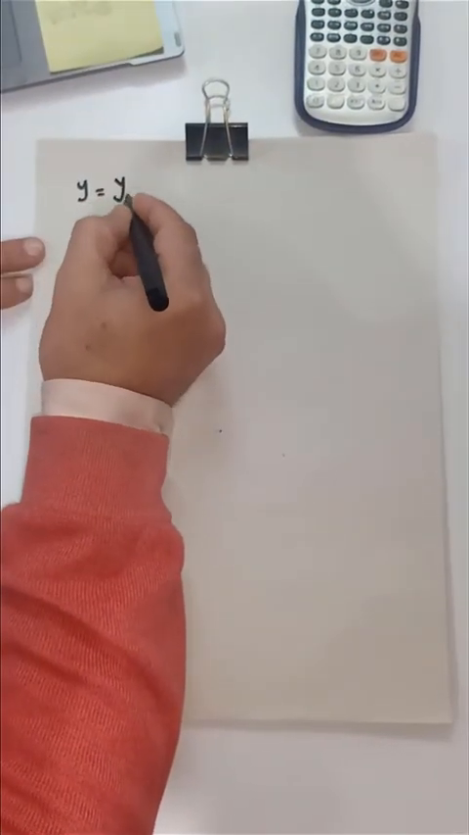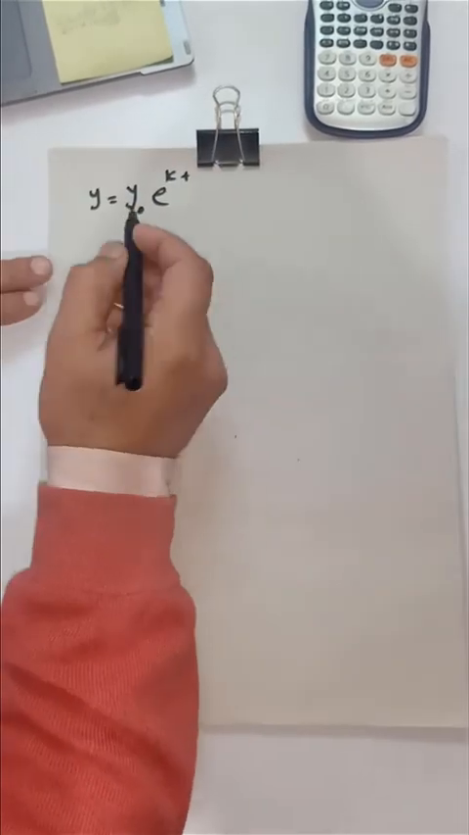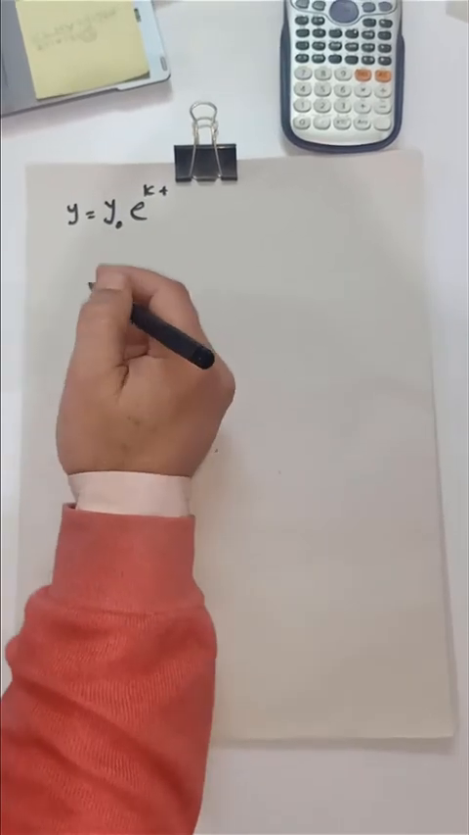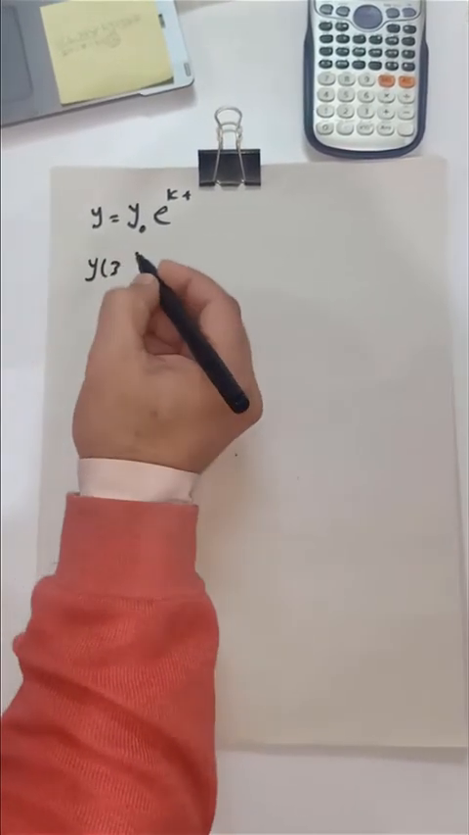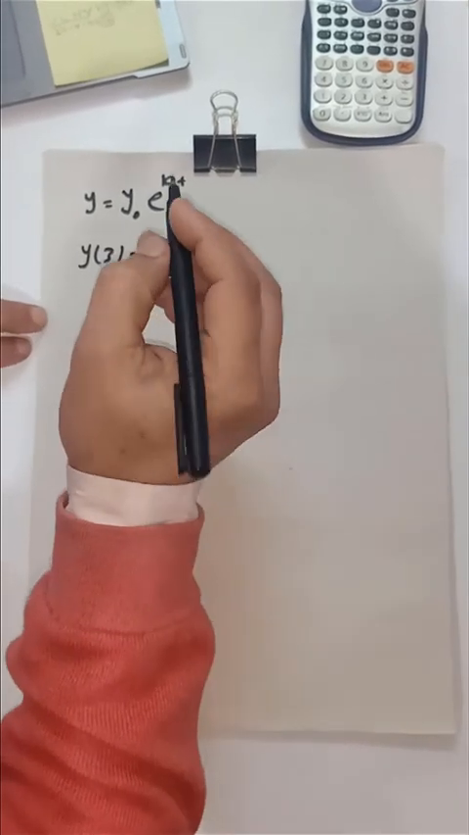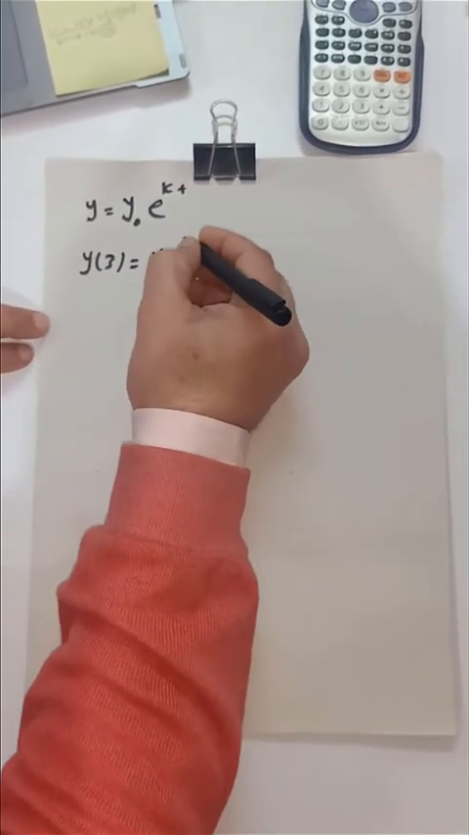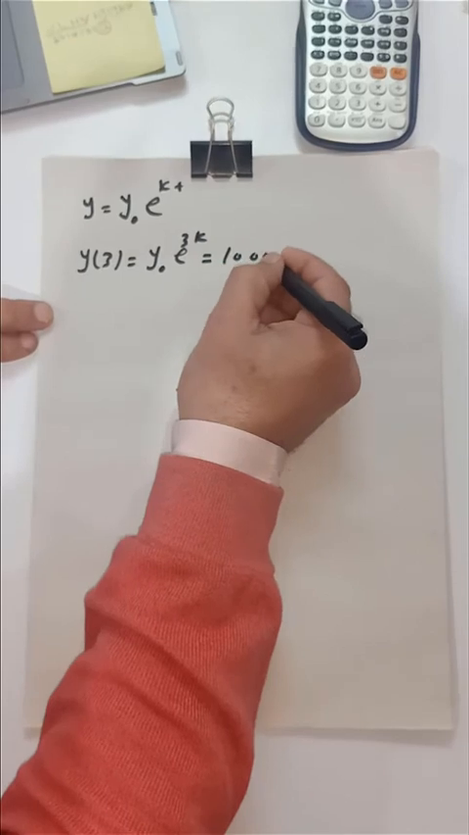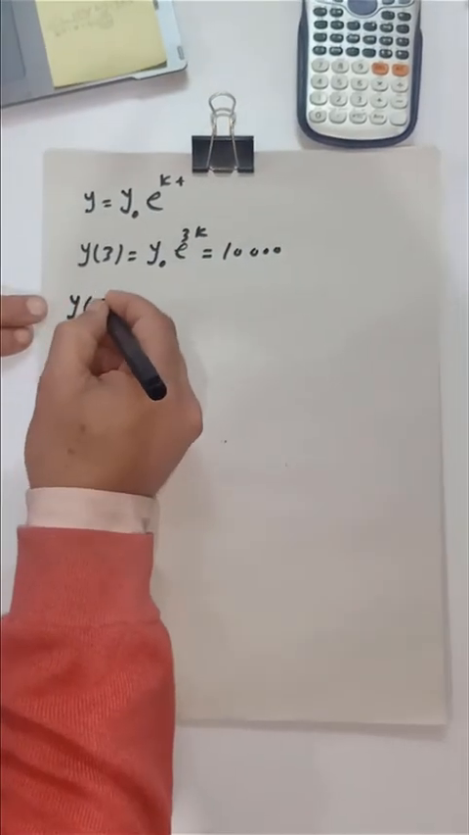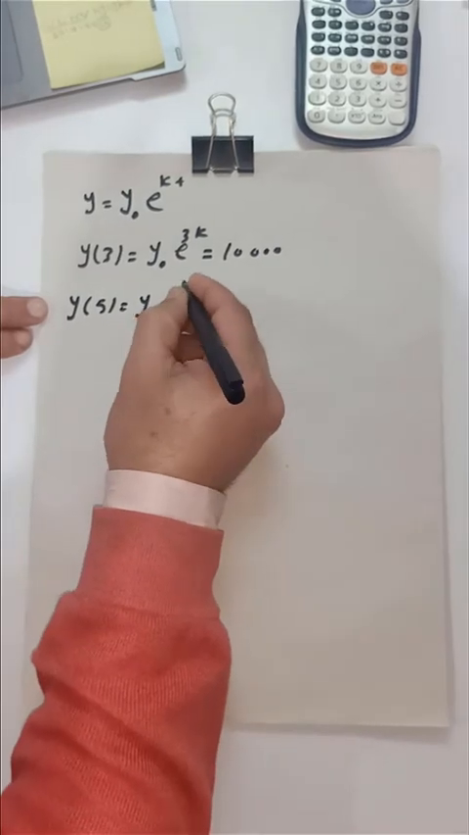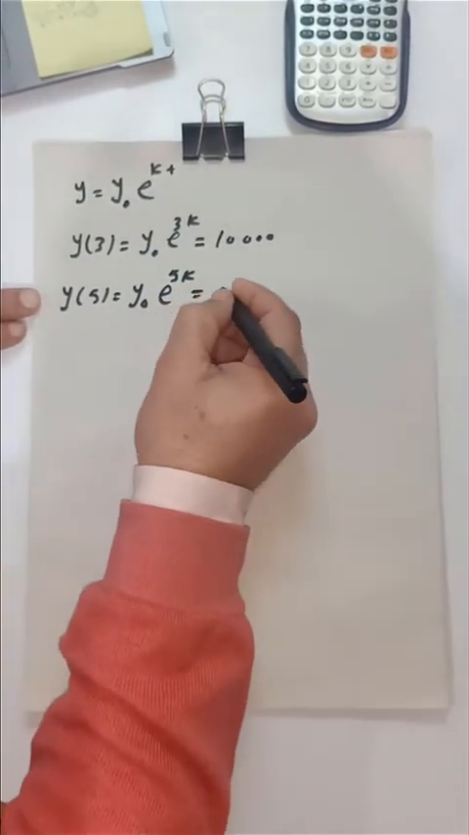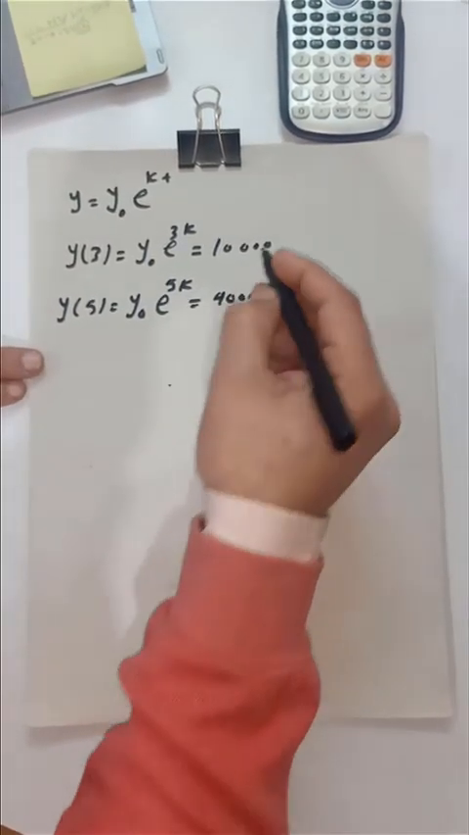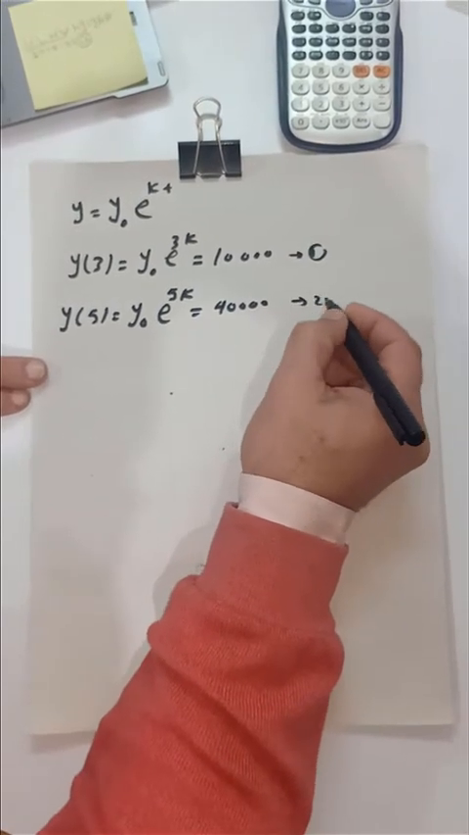y equals y naught e power kt. We need this formula because the bacteria growth is continuous. y3 equals y naught e power 3k equals 10,000. y5 equals y naught e power 5k equals 40,000. This is equation number 1 and number 2.